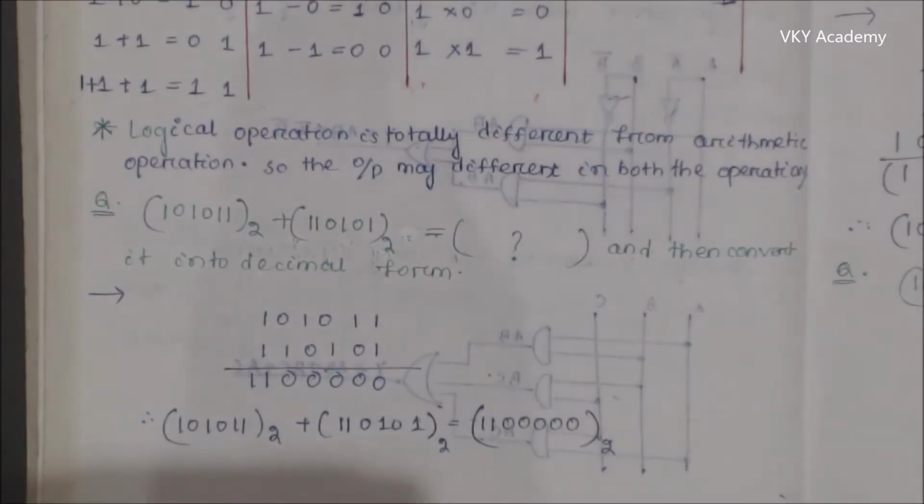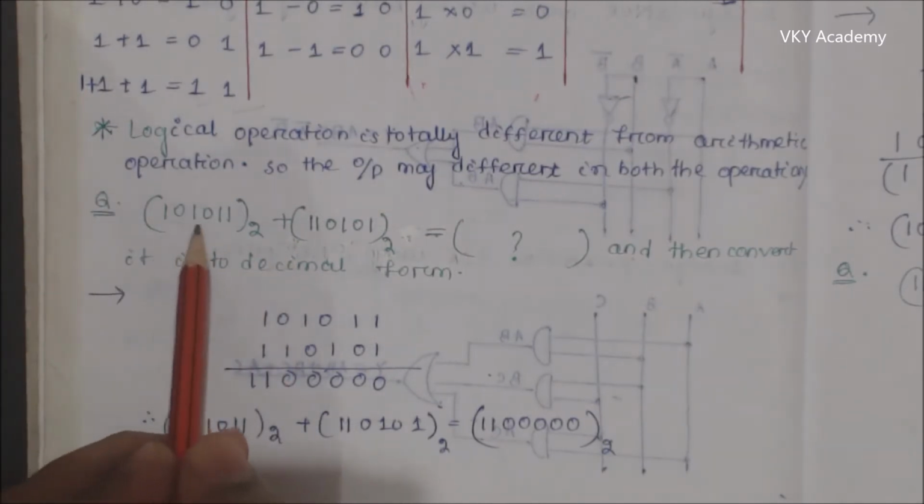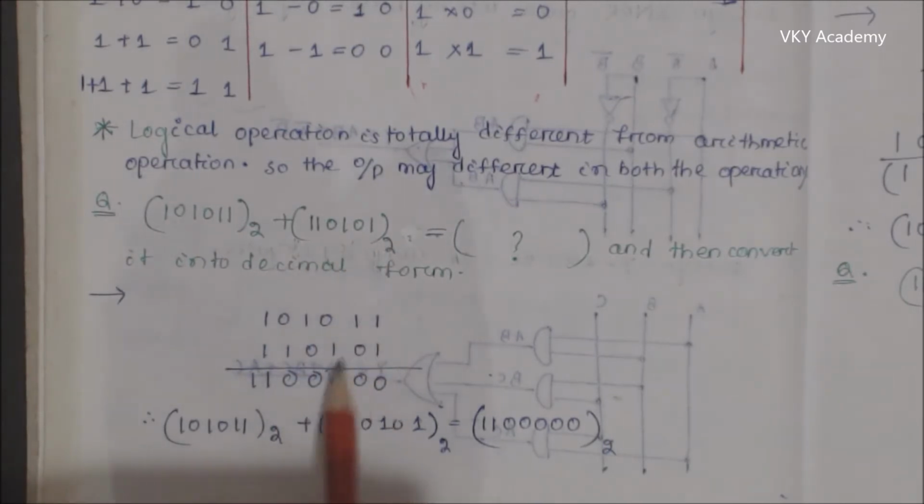Let us solve one example of binary addition. I have two binary numbers. The first one is 101011. The second one is 110101. And I need to perform the addition of these two binary numbers.